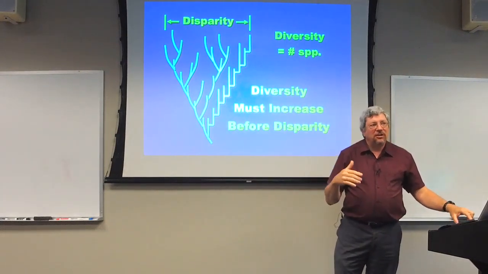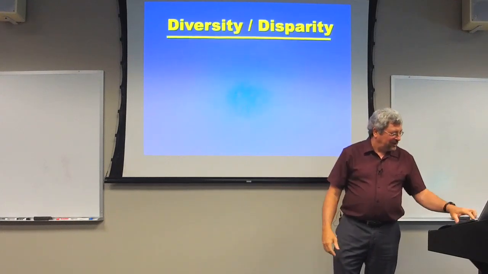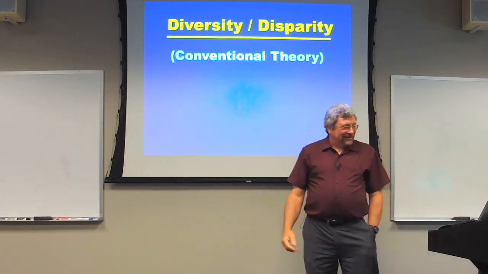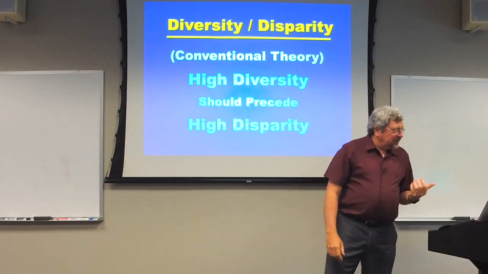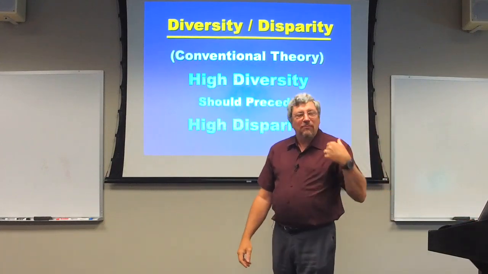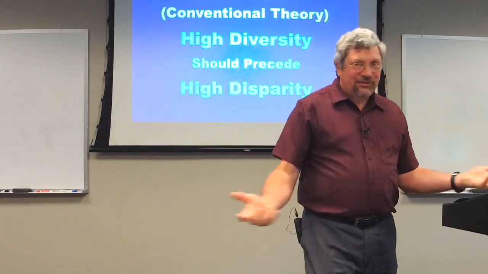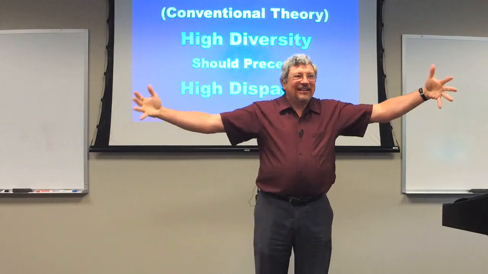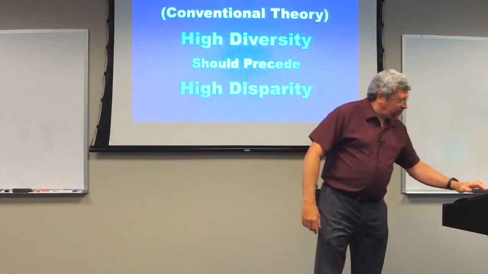This is actually an argument by Stephen Jay Gould, and a disparaging argument since he was disparaged by it. The conventional theory is that high diversity must come before high disparity. You just can't do it any other way. You can't poof disparity into being in evolution. You can poof it in creation, but you can't poof it in evolution, okay?